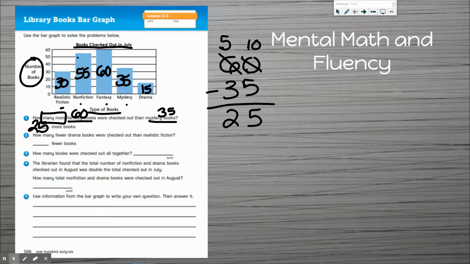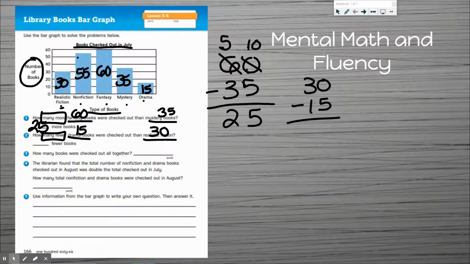Number 2, how many fewer drama books were checked out than realistic fiction? Again, I'm looking for drama and realistic fiction. So my drama is 15. My realistic fiction is 30. The question says, how many fewer? That is another word that tells me I'm going to need to subtract. So I'm going to subtract 30 minus 15.